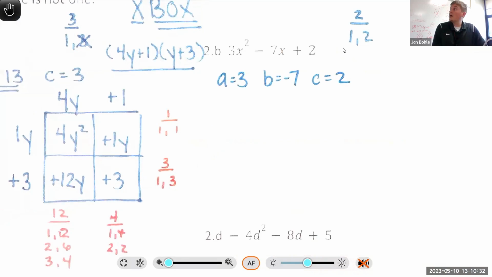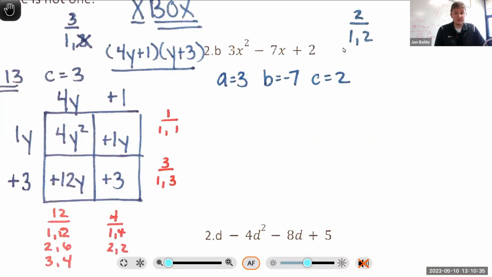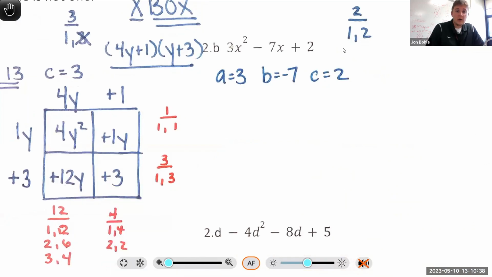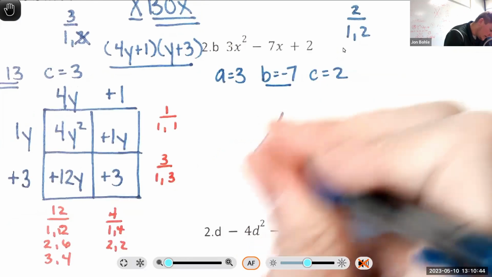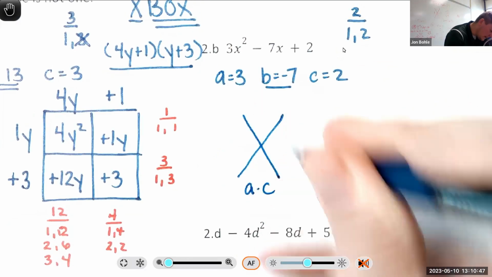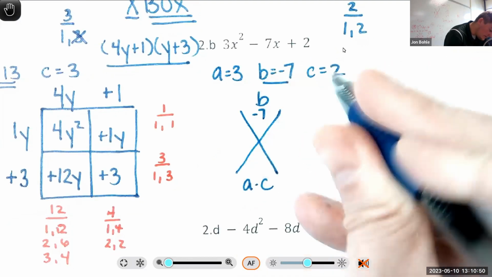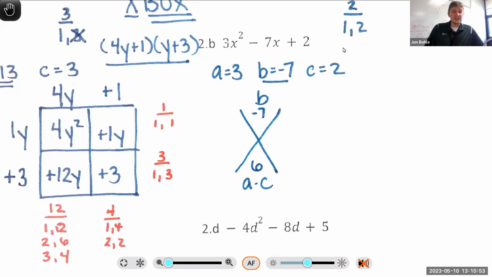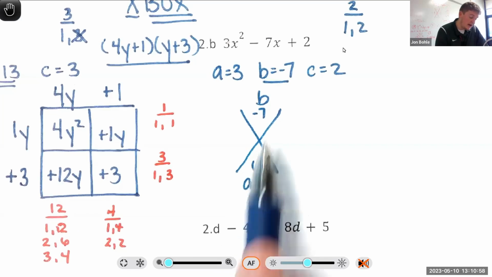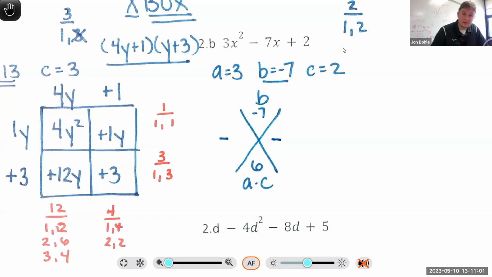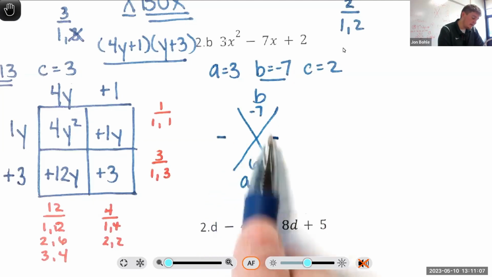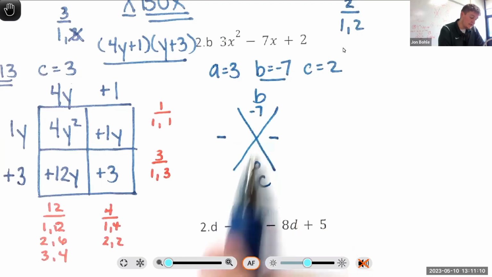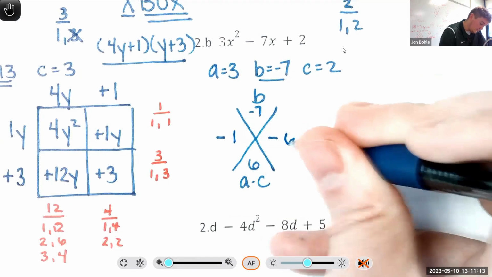Okay, so then what I need to do is create the X first so I can figure out how to split up my -7x's in the middle. That's the part that is to be determined. So we're going to set up our X, A times C and B, which is -7, and 3 times 2 is 6. Just like we did in the previous section, we need to think about what kind of numbers I'm going to have. Numbers that multiply to a positive and add to a negative are going to be 2 negative numbers. A negative times a negative is a positive, a negative plus a negative is a negative. So factors that multiply to 6 and add to 7 are going to be 1 and 6.